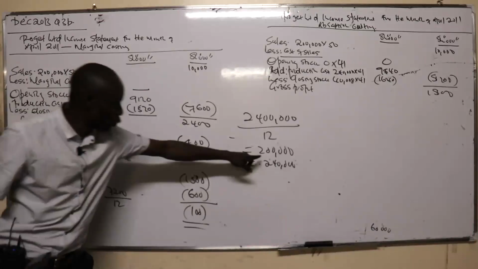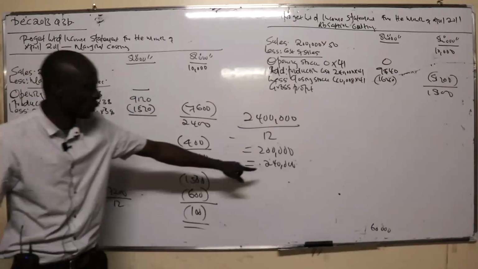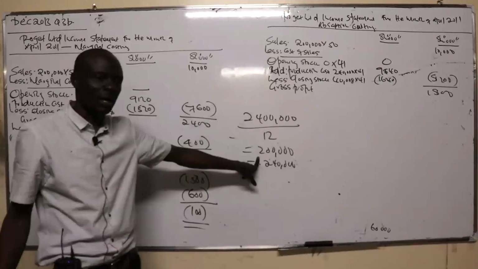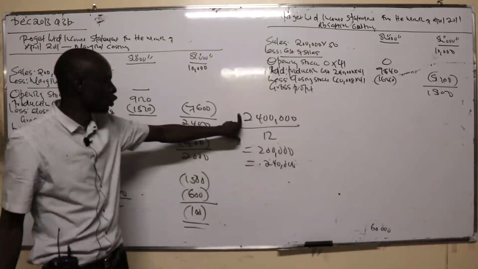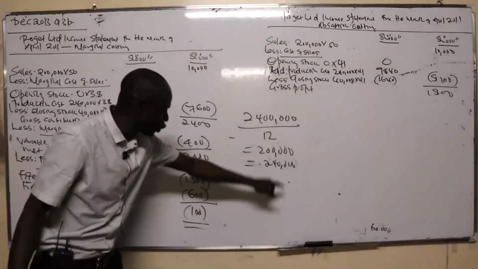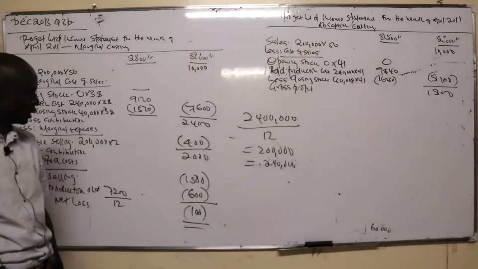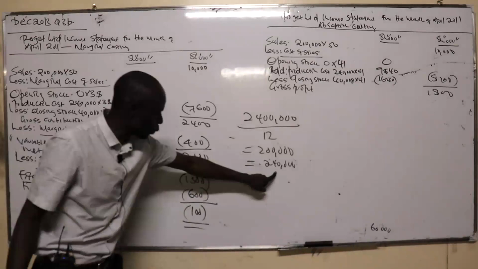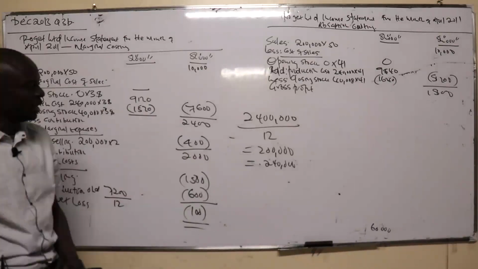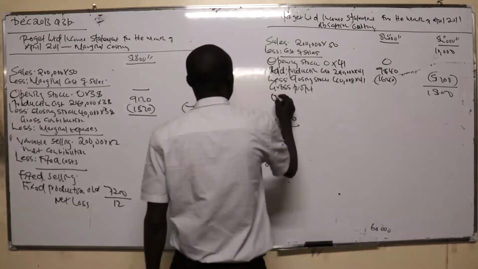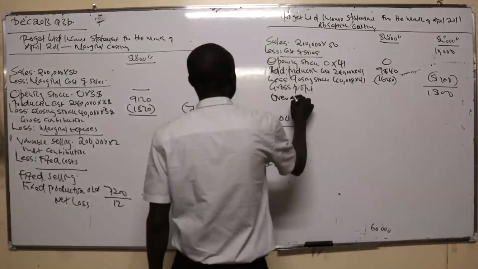So you check the normal production vis-a-vis the actual production. The normal production is supposed to be 200,000 units. How do I know? You get the total number of units that are supposed to be produced in the whole year, you divide by 12 per month. So the normal production is 200,000 per month. But in this question, the actual production was 240,000. If there is overproduction, you add the difference. So here you say over absorption.